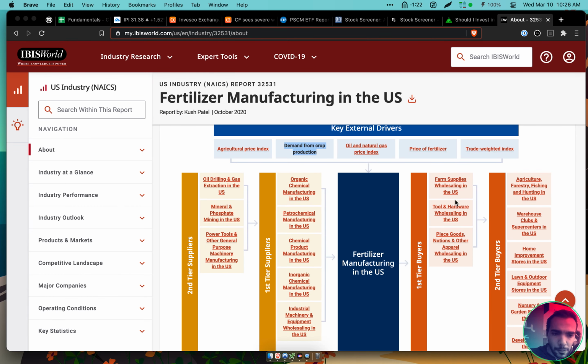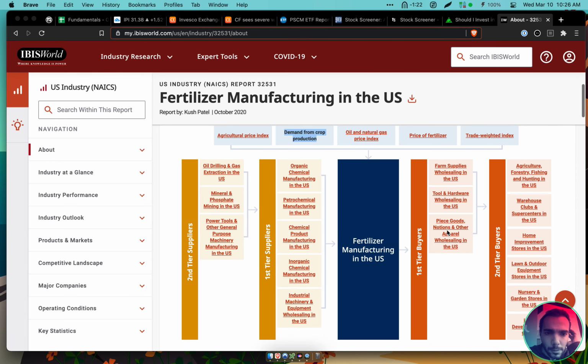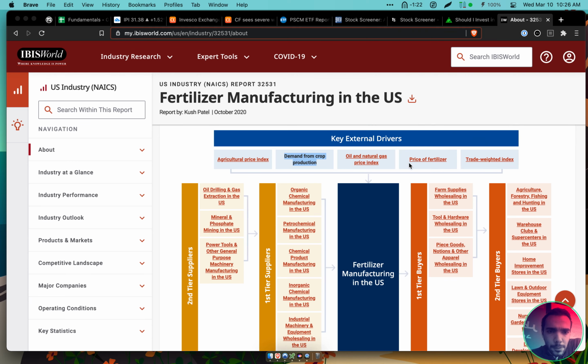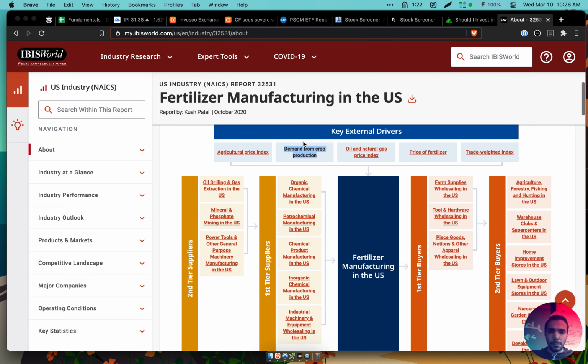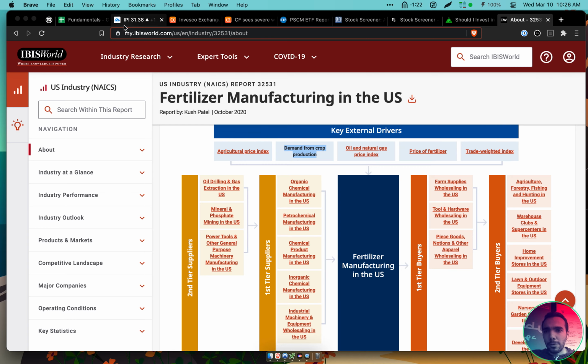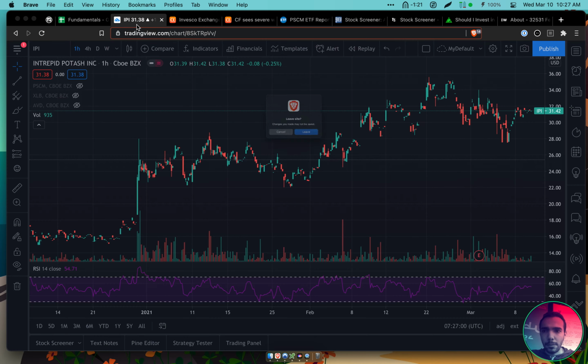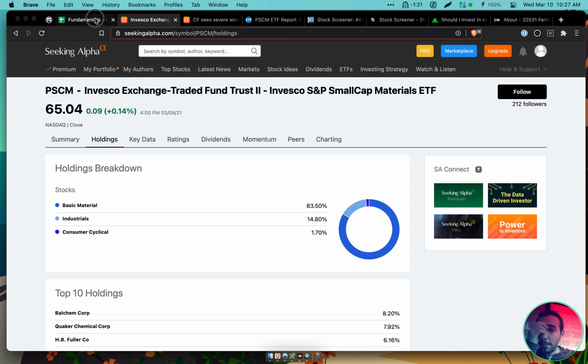So first-year buyers are farm suppliers, wholesaling in the U.S., tools and hardware, piece goods, notions, apparel. Okay, wouldn't expect that, though, right? Price of fertilizer. It's also impacted by the oil industry, right?